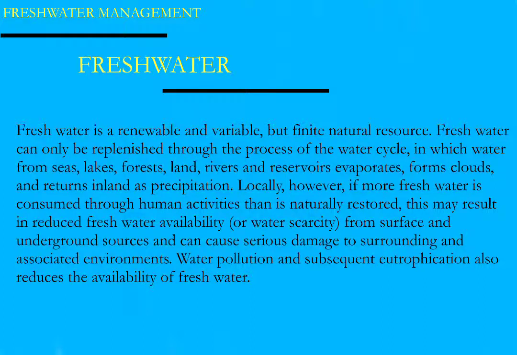Fresh water can only be replenished through the process of the water cycle, in which water from seas, lakes, forests, land, rivers, and reservoirs evaporates, forms clouds, and returns inland as precipitation. Locally, however, if more fresh water is consumed through human activities than is naturally restored, this may result in reduced fresh water availability from surface and underground sources and can cause serious damage to surrounding and associated environments. Water pollution and subsequent eutrophication also reduce the availability of fresh water.